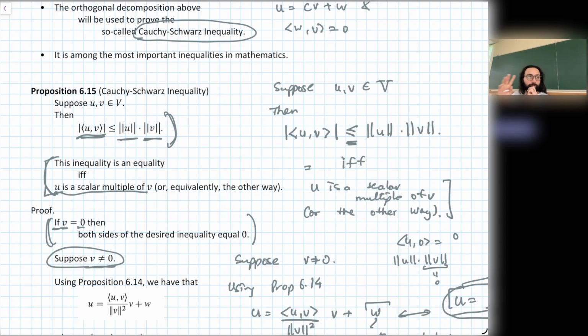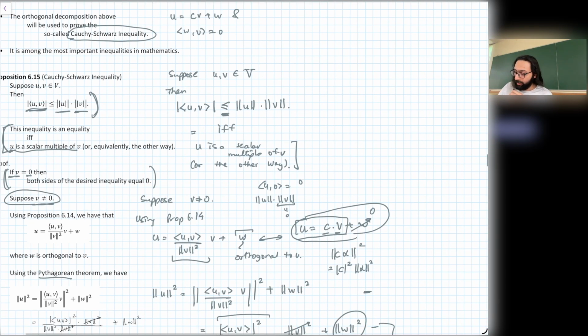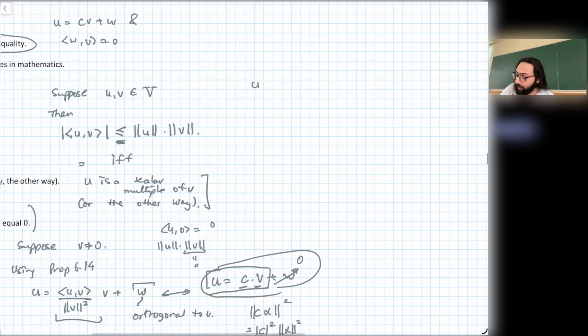It's not that it has to be some fixed scalar. It just has to be in the same direction. That is all that is being said. Did I misunderstand your question? I think I misunderstood your question. Say your question again. Wait, let me write it down. So U is a scalar multiple of V.